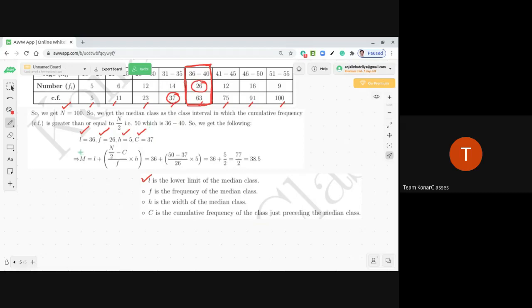Once we have all this data at hand, we can compute the value of the median very easily. The median is equal to L plus n by 2 minus C divided by F, into H. If you compute all these values, we get the value of the median as 38.5.